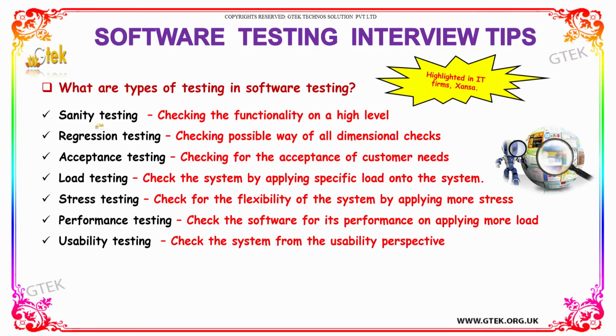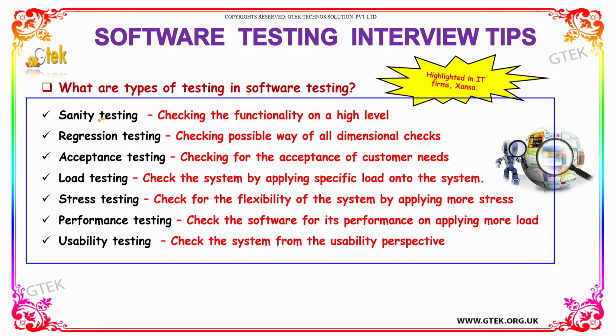The other types of software testing include sanity testing. It will check the functionality at a high level. Next we have regression testing, checking all the possible ways through multi-dimensional checks. Acceptance testing is checking for acceptance of customer needs. Load testing, you have to check the system by applying a specific load onto the system. Then stress testing is our next type of testing. Check the flexibility of a system by applying more stress.